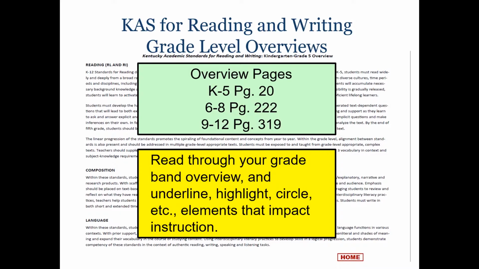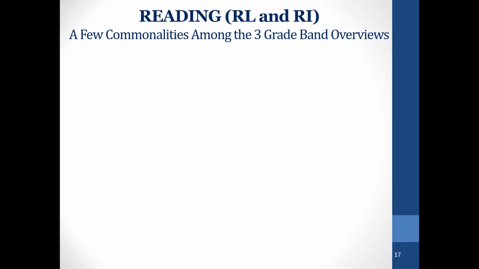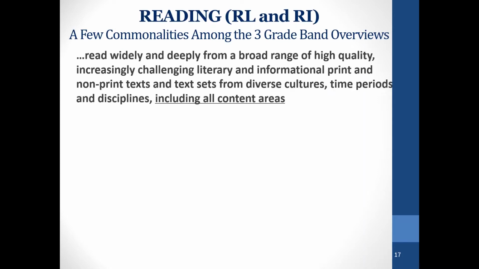So what Rebecca and I are able to do now is pull out a few of the commonalities that are in each of the grade band overviews. For example, all of them mention, and are very intent about, that we want kids to be able to read widely and deeply from a broad range of high quality, increasingly challenging literary and informational print and non-print texts, and text sets from diverse cultures, time periods, and disciplines, which include all content areas.